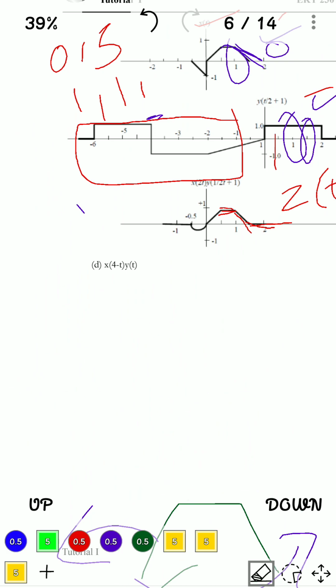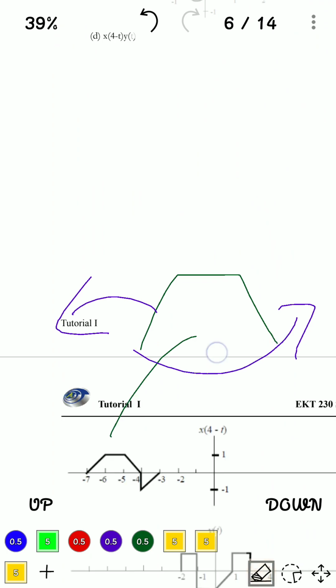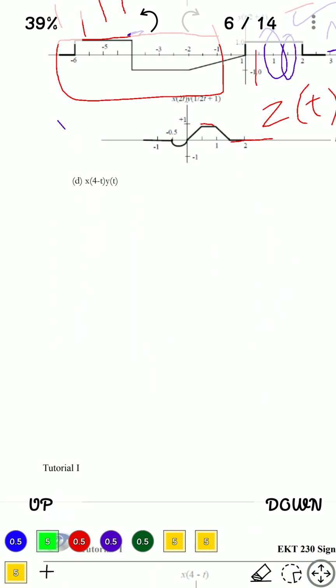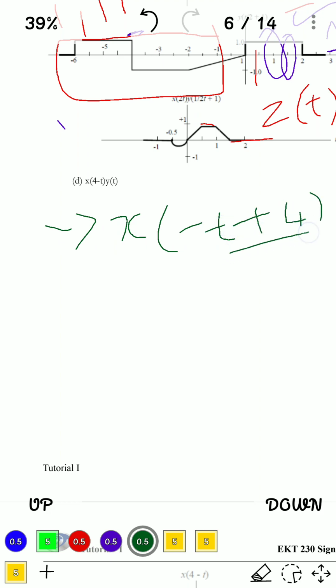Now my question is x of 4 minus t into y of t. So what is my x of 4 minus t? It is equal to x of minus t plus 4. In the case of x of minus t plus 4, what is your resultant? t plus 4 is equal to 0, so your t is equal to minus 4.